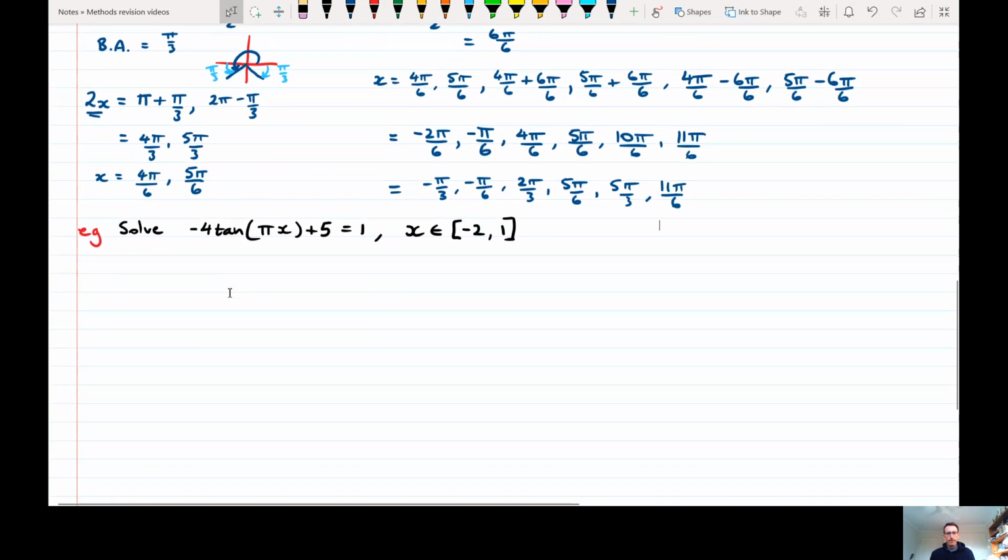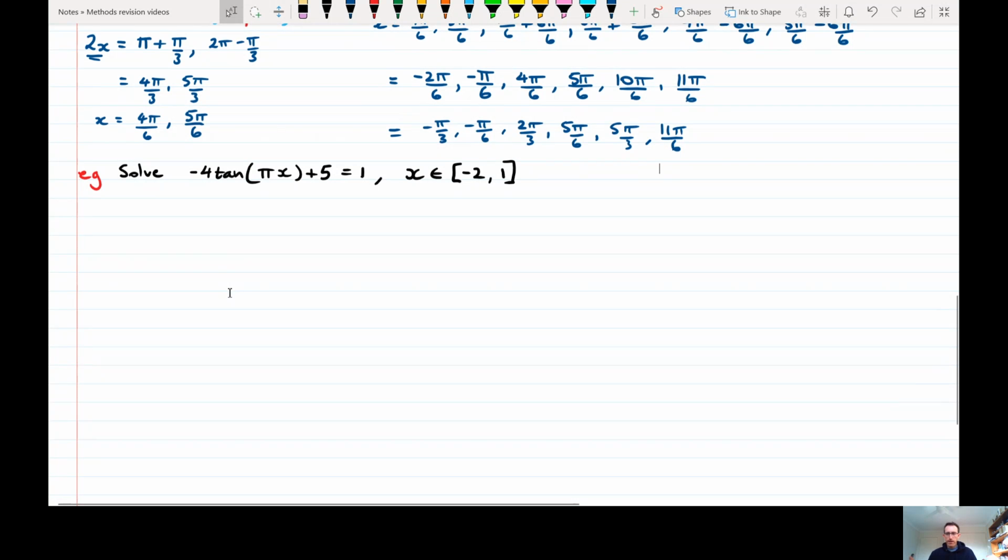Final option, final example, sorry, is tan. We haven't done a tan one yet, so let's do a tan one. We're going to isolate tan, so let's subtract the 5 first. 1 minus 5 is negative 4. And then tan of pi x will equal 1.